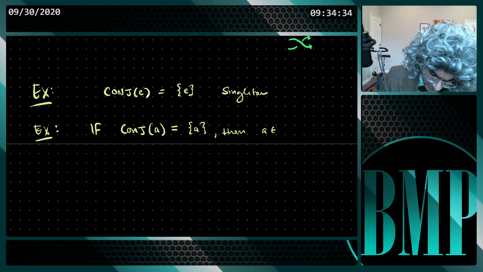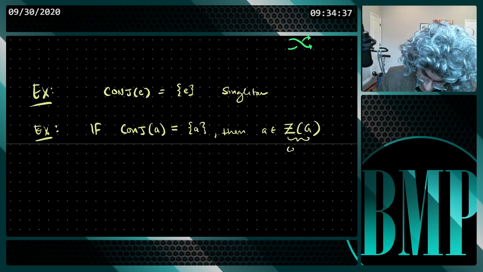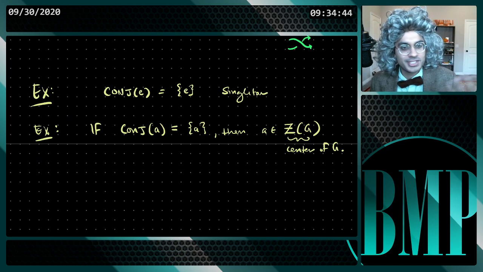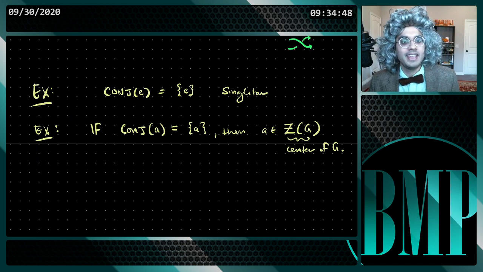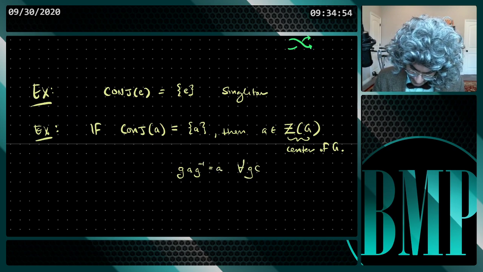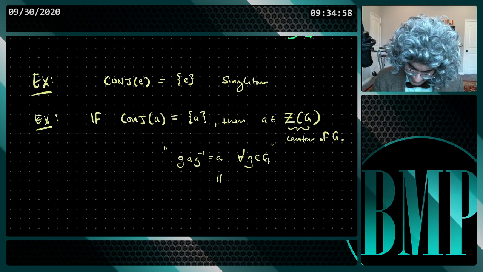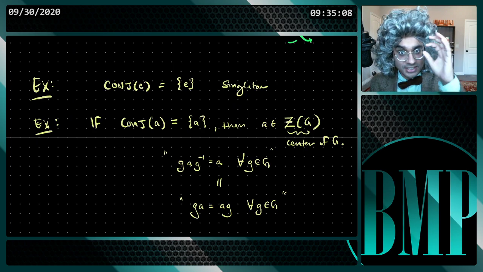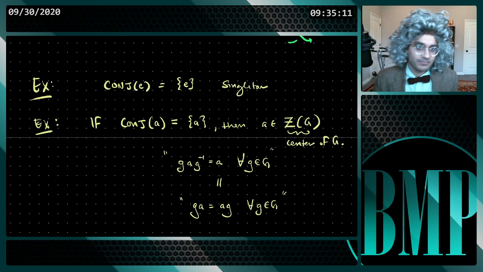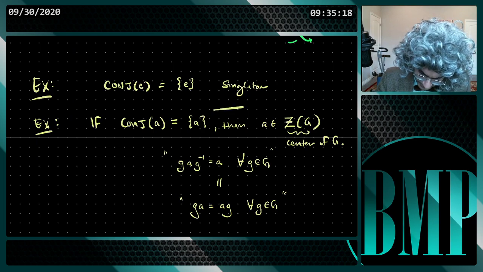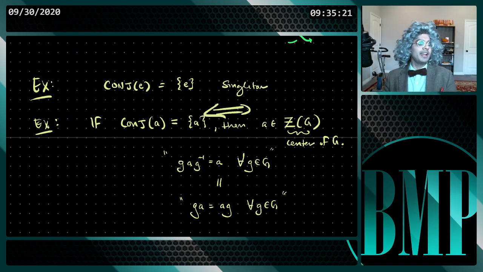I think we use Z for the center. All we're saying is the same sentence as A commutes with everything. This is the same as G times A equals A times G. These are the same sentences. So whenever you see a conjugacy class that's super tiny, namely a singleton set, you're looking at an element of the center, and it's if and only if. Of course. So there are some examples.